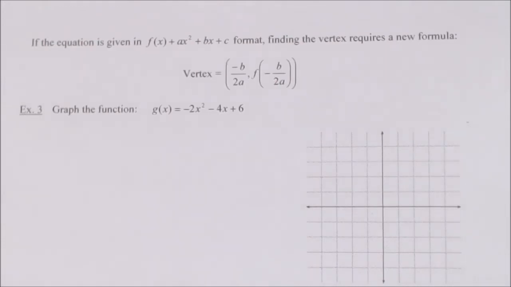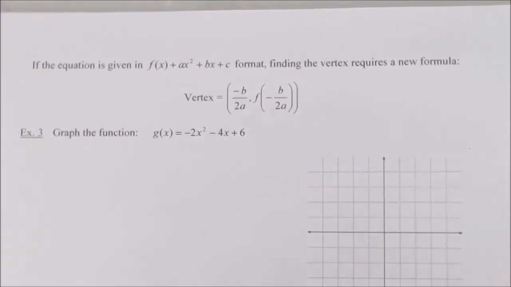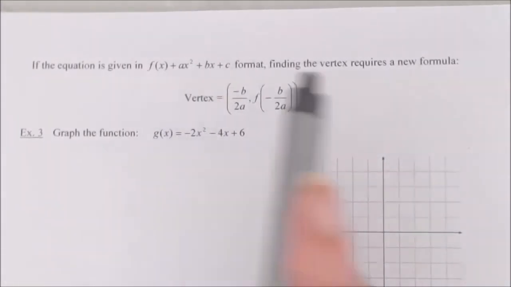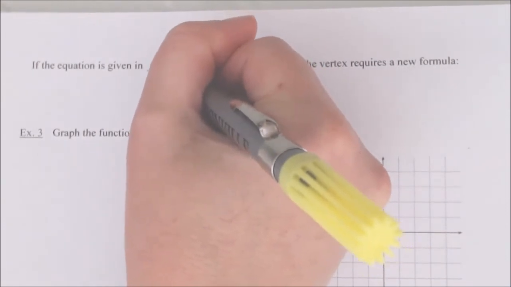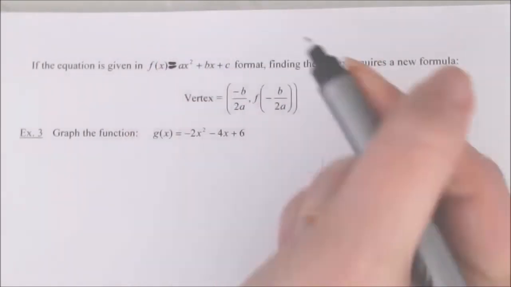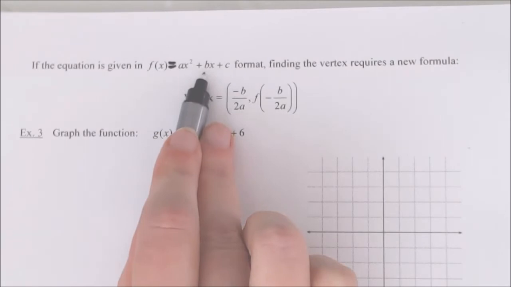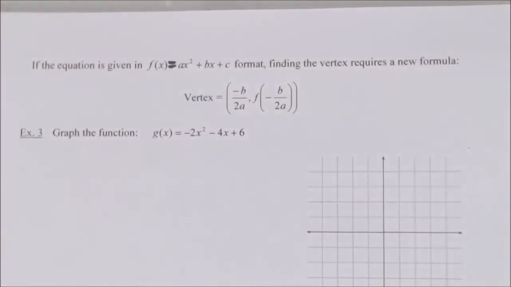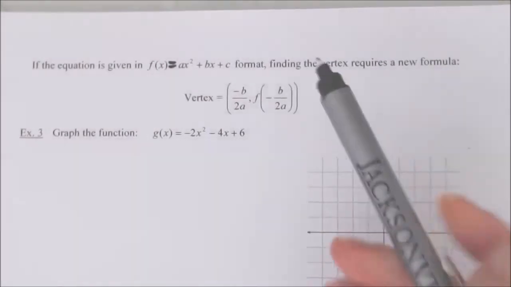Now, earlier in the notes, we mentioned that the general form of the equation of a quadratic function is in this ax squared plus bx plus c format, and actually this should be an equal sign here, so fix that in your notes. f of x equals ax squared plus bx plus c. When it's in that format, it's a little bit more challenging to find the vertex because we can't just look at it and say this is h and this is k. So instead we have to have a formula to help us do that, and here's the formula.